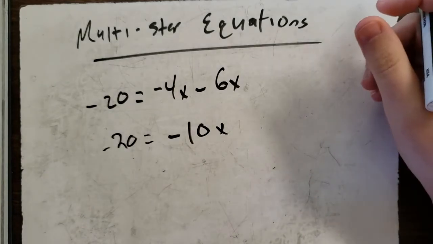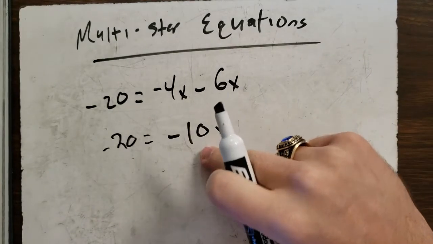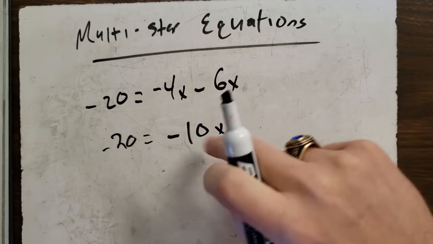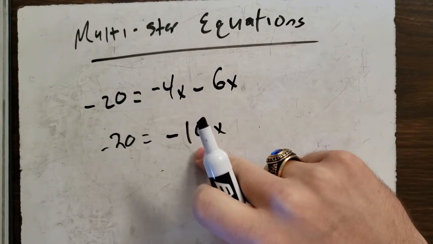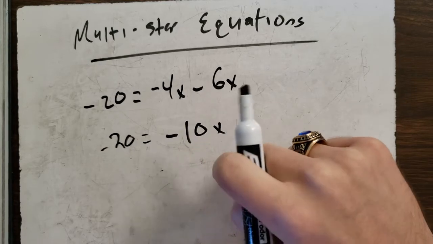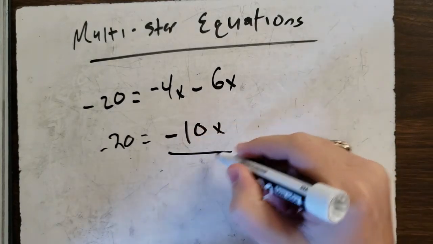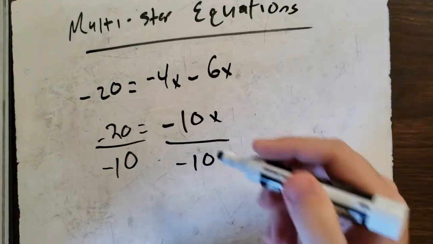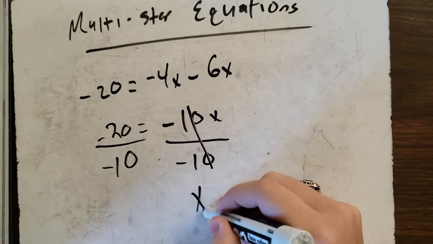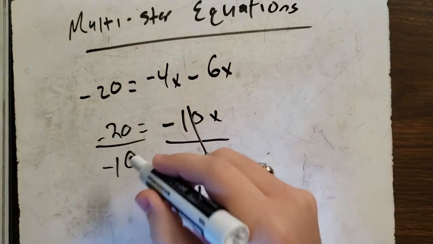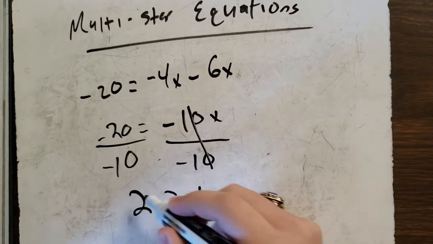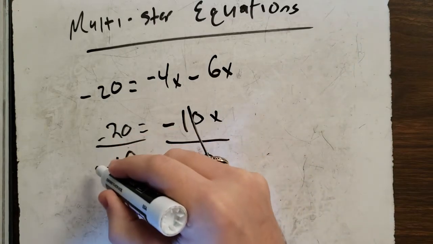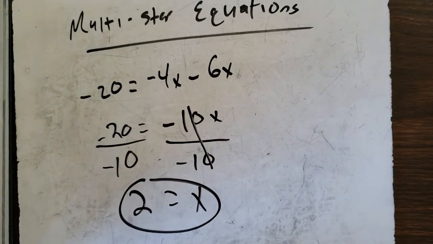Now here, we only have one more step to do because our number is attached to our letter and there's nothing else on this side. So we go ahead and divide. We do the opposite of what's being said, which is multiply. We divide here by -10 on this side, -10 on this side, and our final answer, after we cancel these out, bring down our x, -20 divided by -10 would be +2. Remember, a negative divided by a negative equals a positive. And that's our first simple example for multi-step equations.